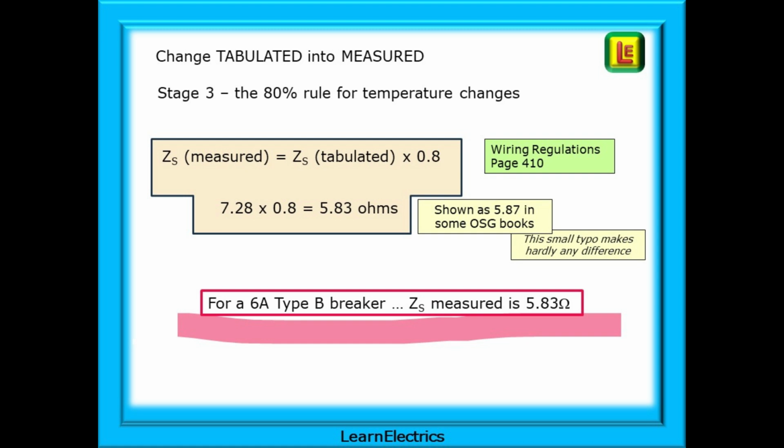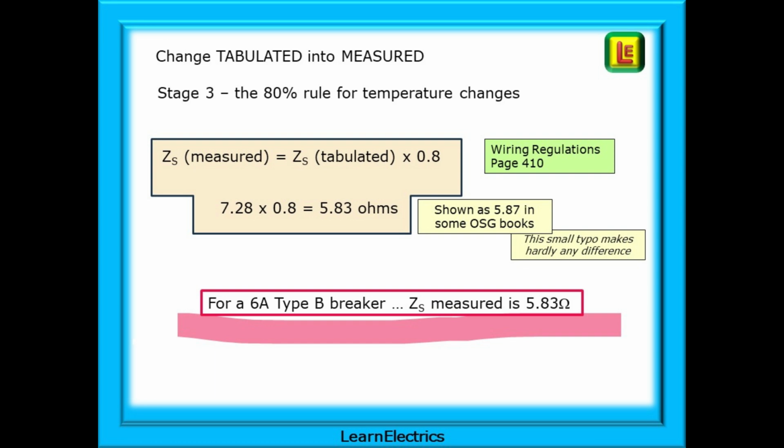7.28 multiplied by 0.8 is 5.83 ohms, and this is the maximum permitted measured ZS. This is what we will compare our on-site test results against. If our test meter reading is less than 5.83 ohms, then that is a pass for a 6 amp Type B breaker.